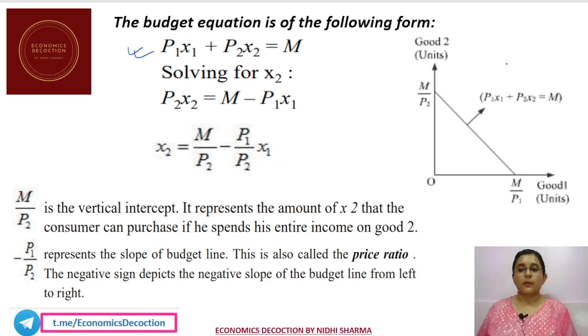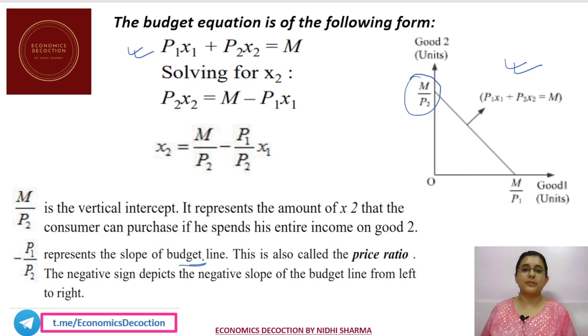So in this figure, we can see that the budget line is represented as a downward sloping curve, where P1x1 plus P2x2 equals M, and M by P2 is the vertical intercept. It represents the amount of x2 that the consumer can purchase if he spends his entire income on good 2. So if a consumer spends his entire income on good 2, then M by P2 amount of good 2 is something that a consumer can purchase. Okay, and minus P1 by P2 represents the slope of the budget line.